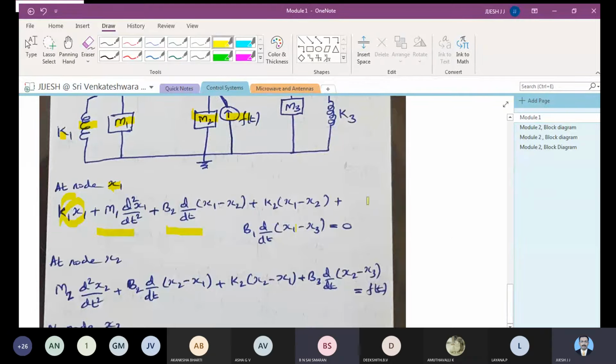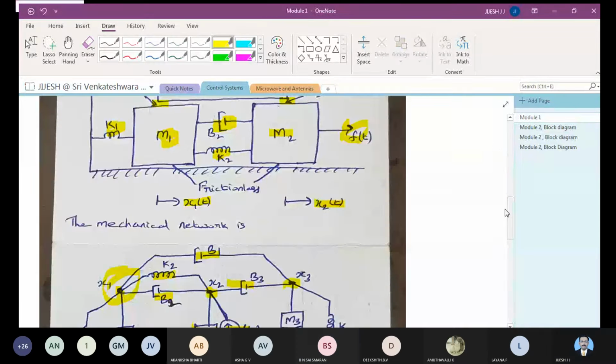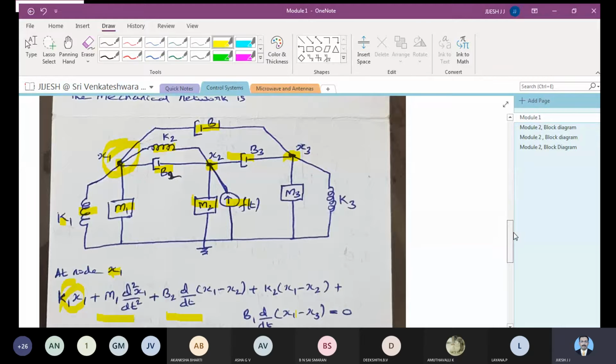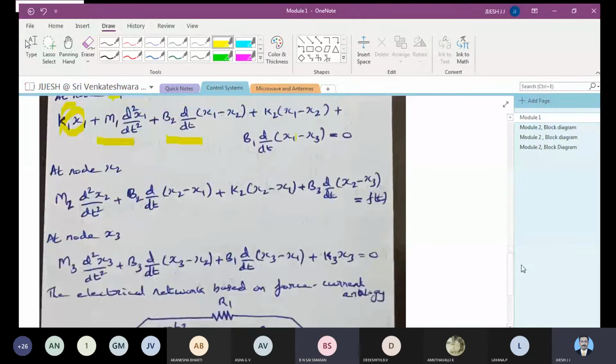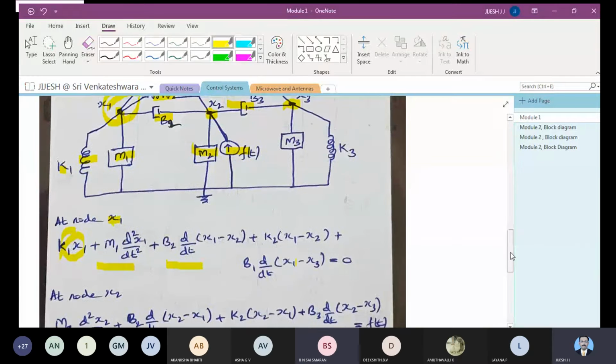So we already know in the force current analogy what M should be, what K should be, and what B should be. So we just replace the components. What are the components you have replaced? Can you just name the components with respect to x1?